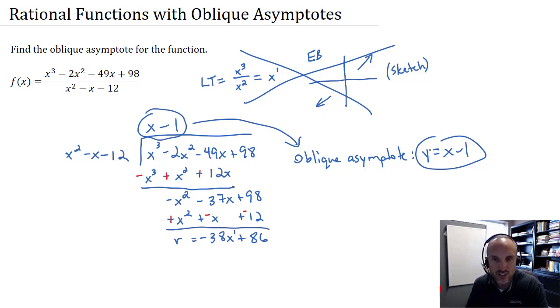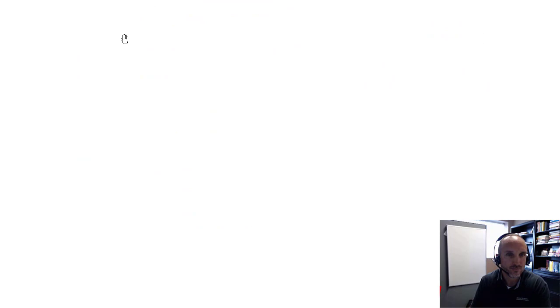Now, notice it's in the form y equals mx plus b. That's because it's a line. So don't forget, after you get your quotient, you need to say y equals that answer for it to represent a line. Let's try one more.